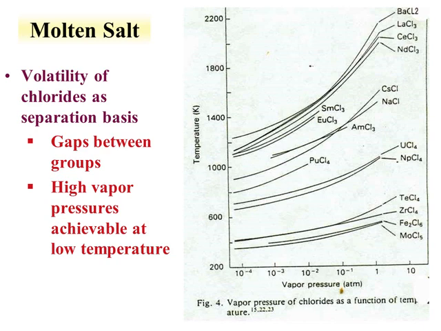As we discussed previously, volatilities are also a route for separation, and this can be applied to the molten salt system. Here's an example of temperature versus vapor pressure for different chloride systems. We see that they can break into a few groups. We have shown here tellurium, zirconium, iron, and molybdenum chlorides, relatively high volatility at low temperatures. So for instance, anything above 1 atmosphere would be relatively high volatility.